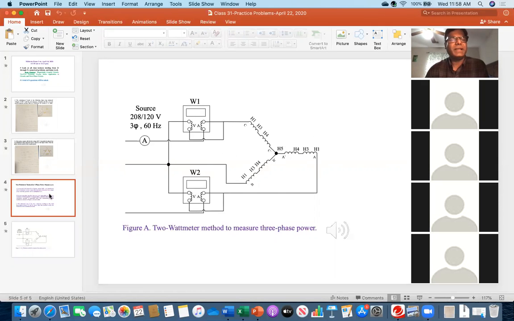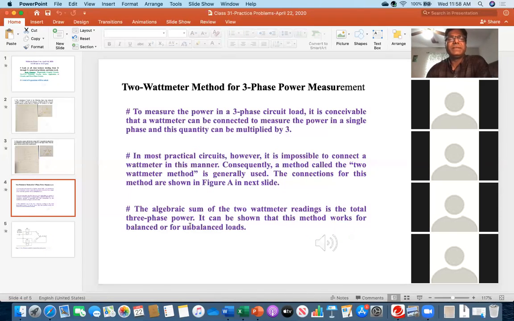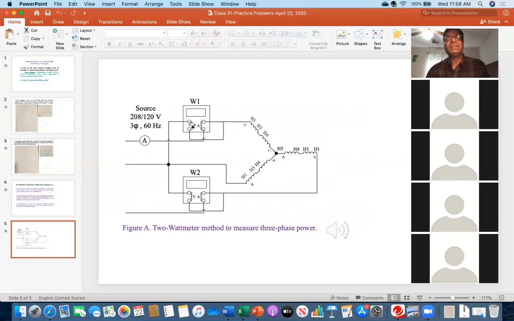And this concept, again, like the previous slide, you see the last bullet, the algebraic sum of the 2 wattmeter readings is the total 3 phase power. And it can be shown that this method works for balanced or for unbalanced load. Therefore, the same conclusion is true for both balanced and unbalanced systems. You just need 2 wattmeter readings. That will take into account all 3 phases. Because as I showed you, this line is the common, because the other end of the voltmeter is connected here. Indirectly this phase is also getting considered. And these 2 wattmeters are giving you the 3 phase power.